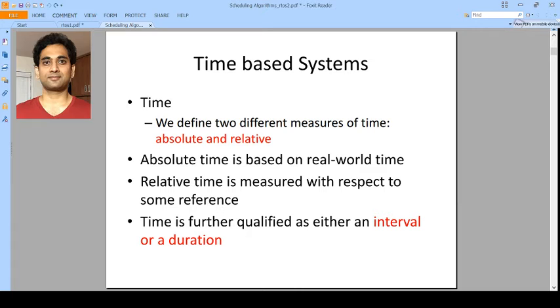Now, time is further qualified as either interval or duration. So we just talked about absolute and relative time. Let's talk about the difference between an interval and a duration. So this is important when we are considering real-time operating systems. We want to understand how we define time and how, more importantly, computers use time and understand time.